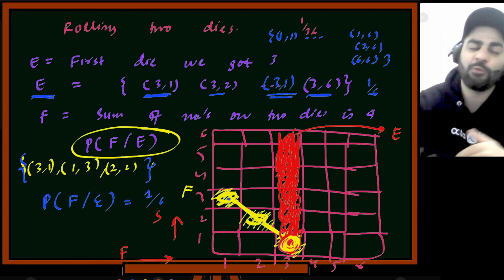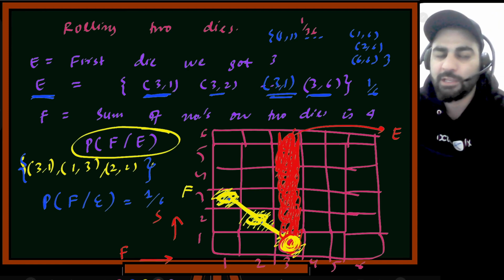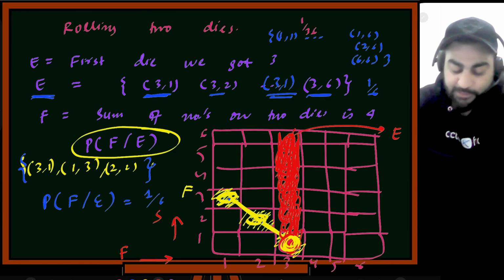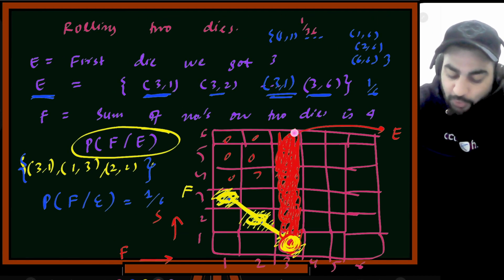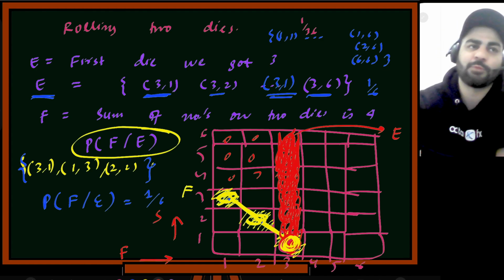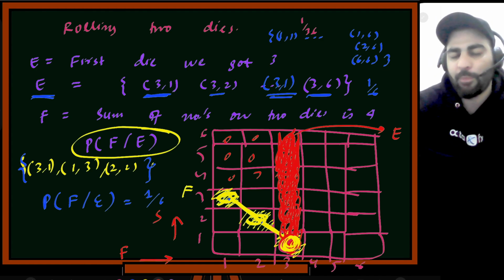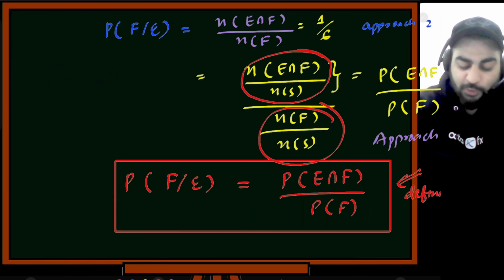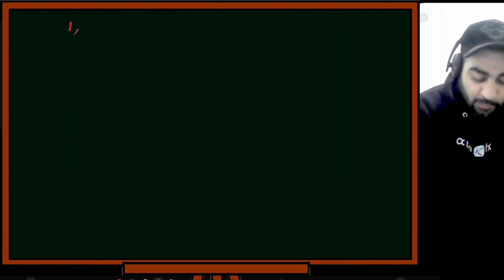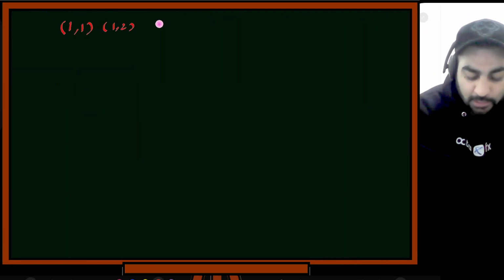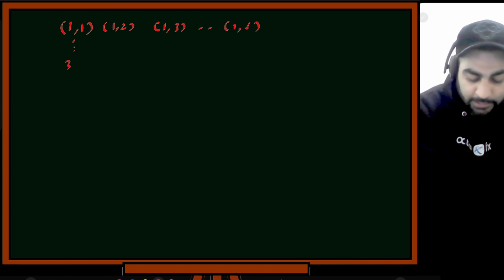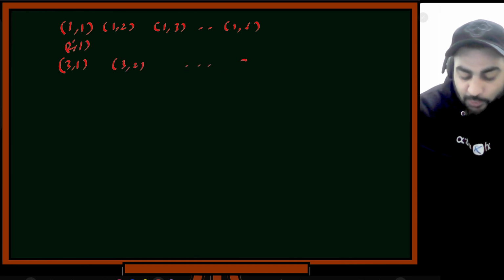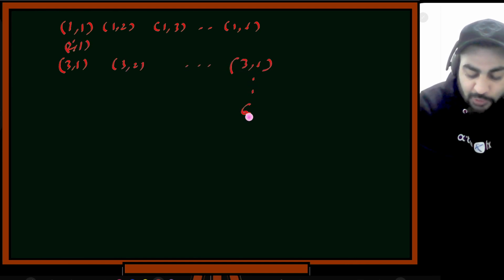Initially we had a probability of 1 by 36 for each outcome. Now all the other outcomes get probability 0. For the remaining ones, the probability must be recomputed, because the probabilities should sum to 1. So we had 1 comma 1, 1 comma 2, 1 comma 3 till 1 comma 6, then 2 comma 1 and so on. This is 3 comma 2 till 3 comma 6. This is 6 comma 6. This is what we had.